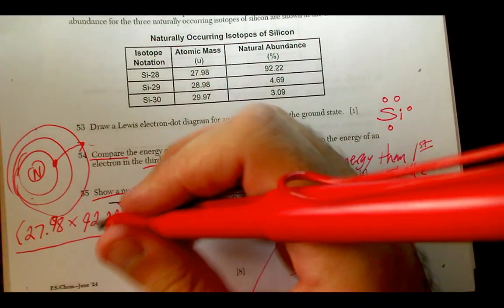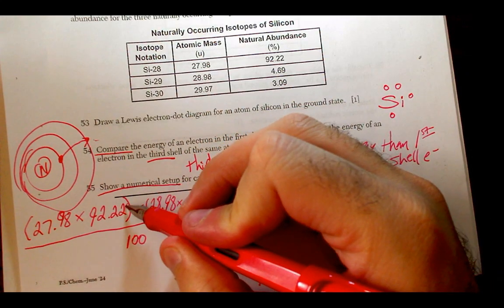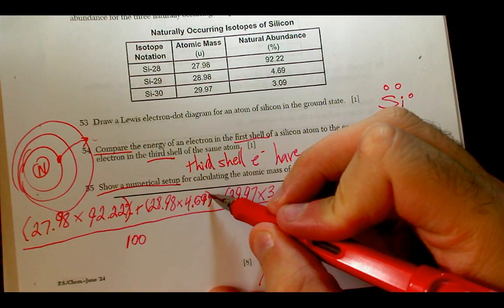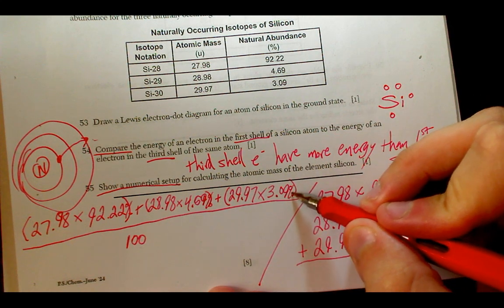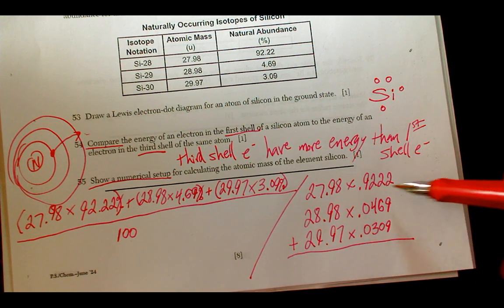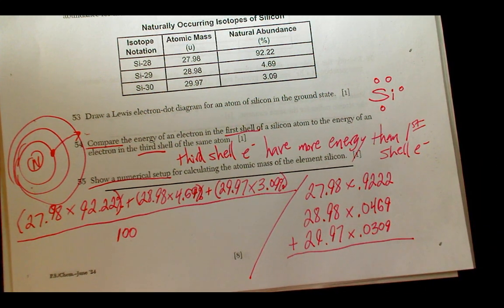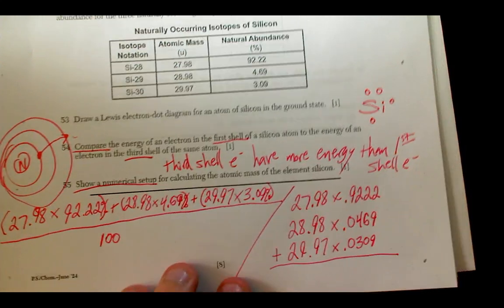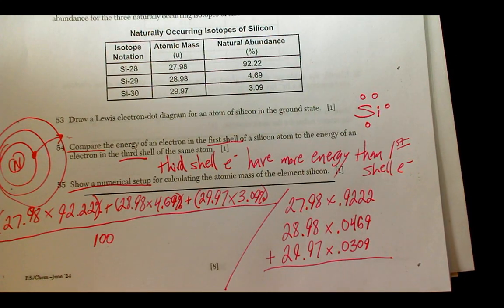Just really, in this case, it really should have been like 92.22% times 4.69% times 3.09%, if we're being more precise. And then divide by 100. In this case, you convert to decimal first, and then go from there. That's how you do that. You don't even have to get the answer. If you go the next step and get an answer, great, but you don't have to. It only said show the setup.